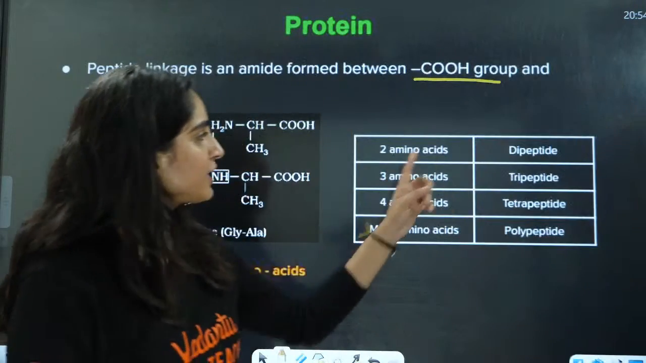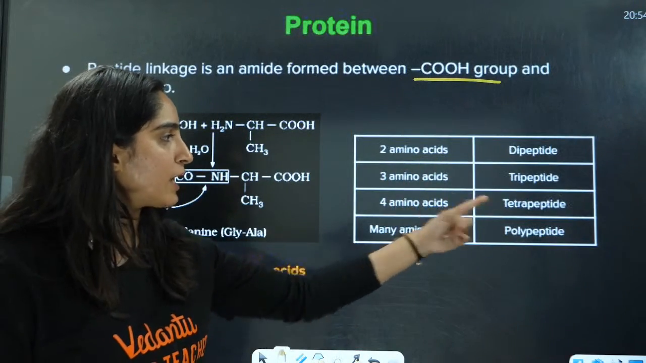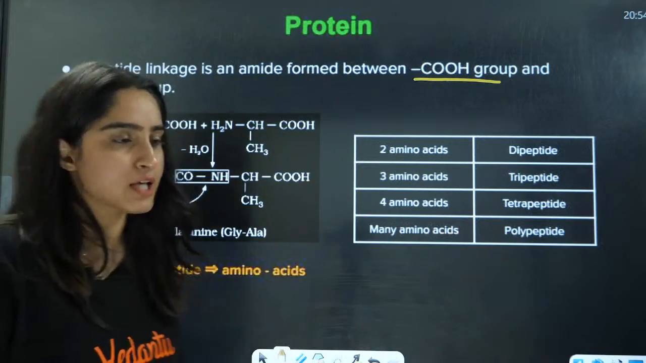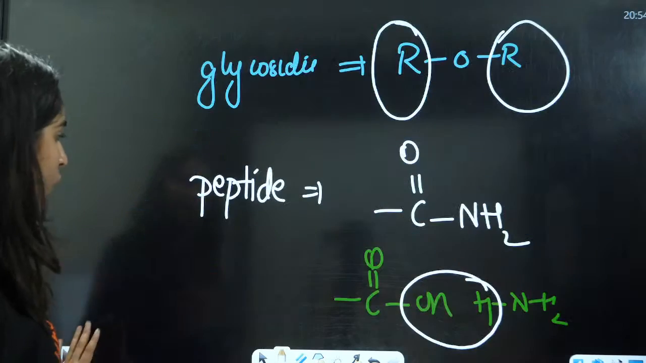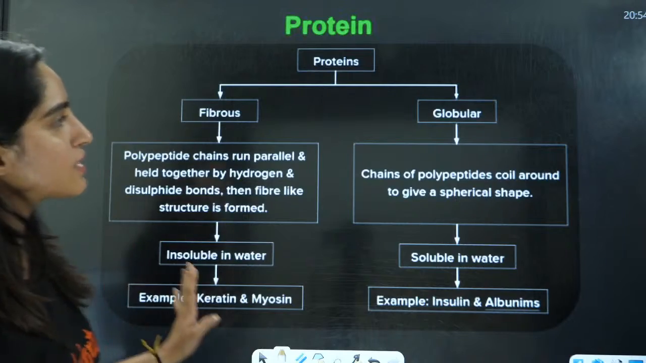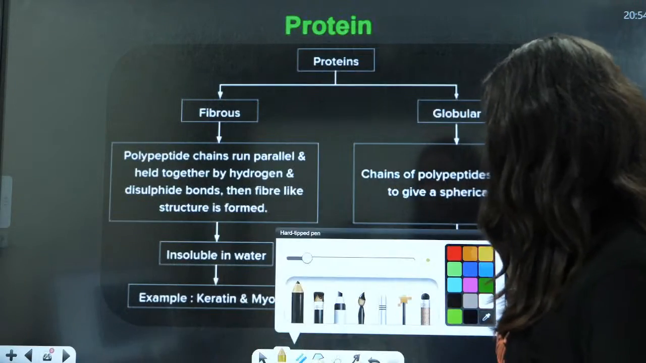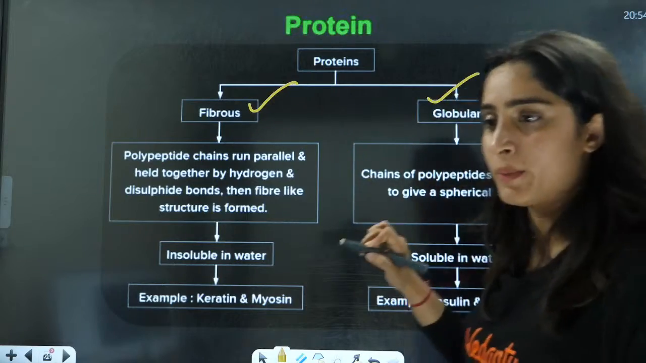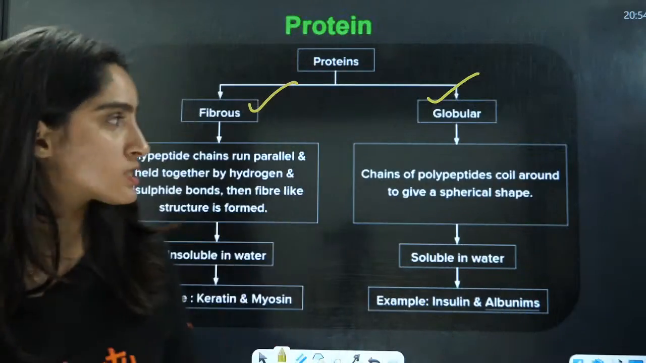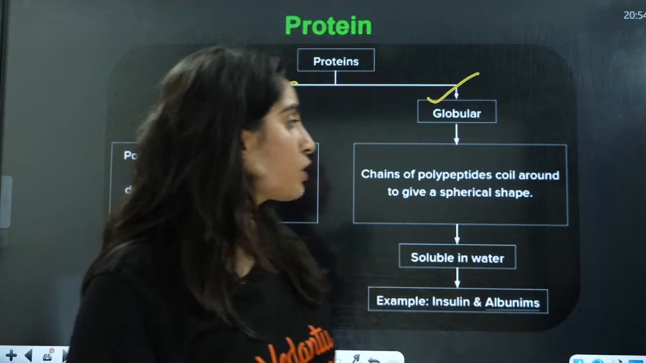If you have two peptide linkages, it is a dipeptide; with three, a tripeptide; four, tetrapeptide; and many, then we say it is a polypeptide. Now next, there are two types of proteins, one is fibrous, the other is globular. So what are fibrous and what are globular?